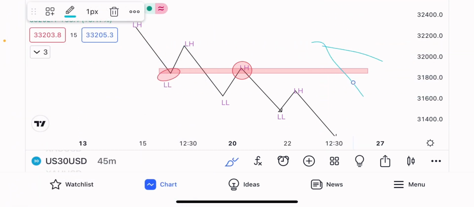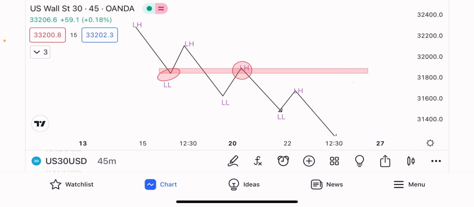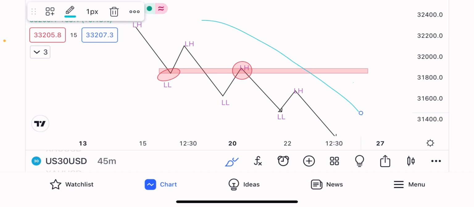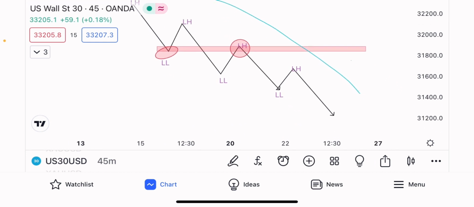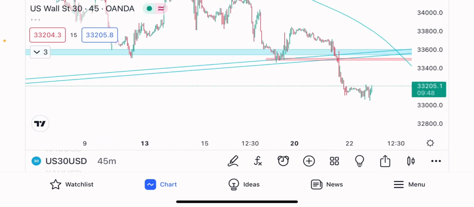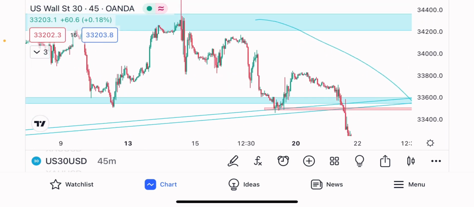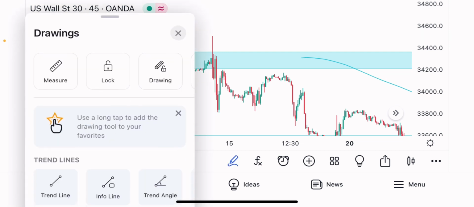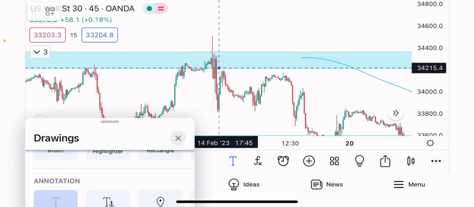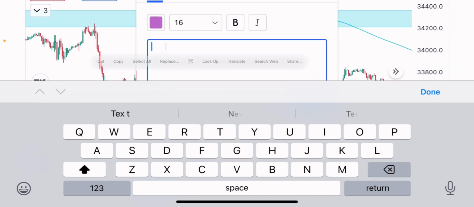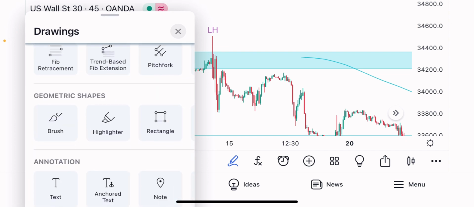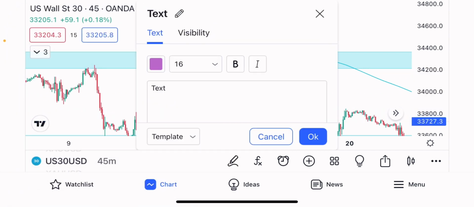Let's go into the real life market, and let me show you guys what the market is currently doing and how we'll be getting into the market. So if you look at the market right now, you see that price is forming lower low and lower high. Lower low, lower high, then lower low.